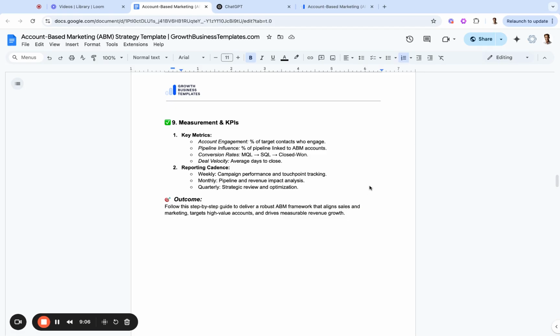And then lastly, a clear outline of the measurements and KPIs, the key metrics, and the reporting cadence of when you're actually going to report out on this to the different stakeholders internally on your team. All right.